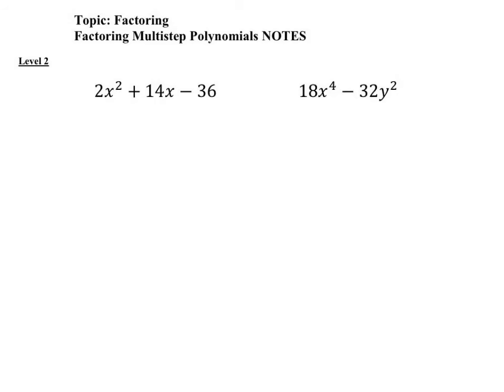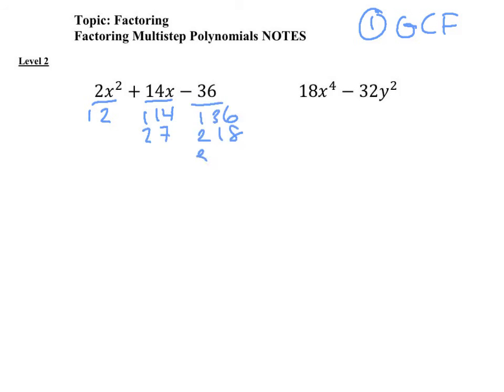In this lecture, we're going to focus on factoring multi-step polynomials. So the first thing I'm always going to do is find the GCF. So I'm going to have 1 and 2 here, 1 and 14, 2 and 7, 1 and 36, 2 and 18, 3 and 12, 4 and 9, 6 and 6. So my GCF, the highest number that matches, is going to be 2.